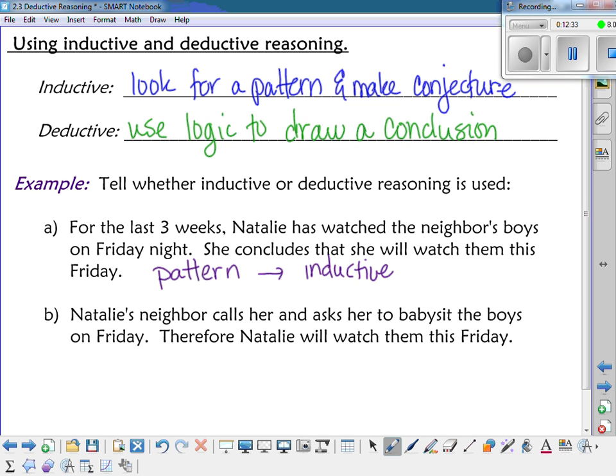Okay. However, on example B, her neighbor called her. We have a fact now. We have not just a pattern that we're looking at. We have facts. And facts are part of logic. And so this would be deductive reasoning.